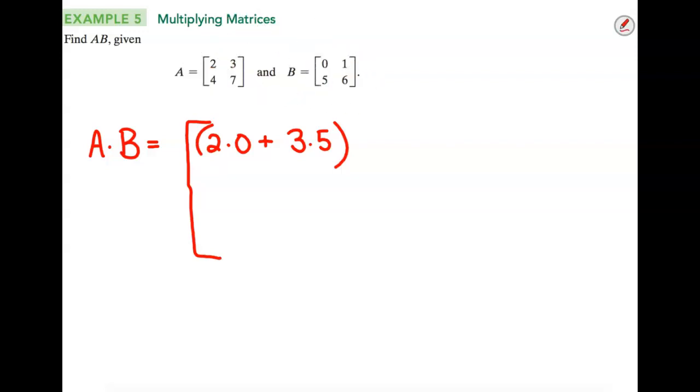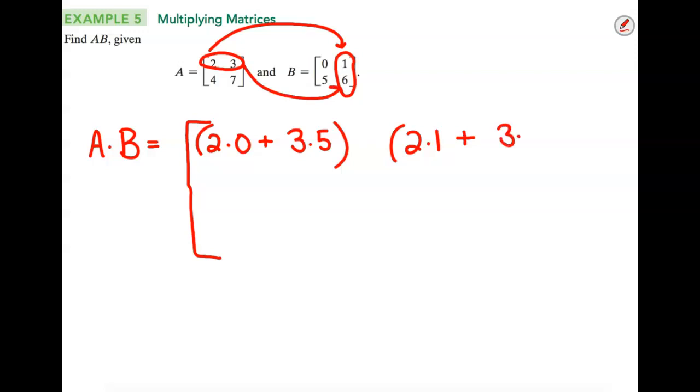Now we go again. Row 1 is now going to multiply by column 2. So 2 and 1 are going to multiply together. So 2 times 1 plus 3 and 6 are going to multiply together. All right.